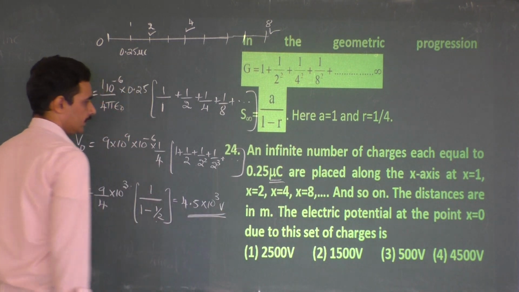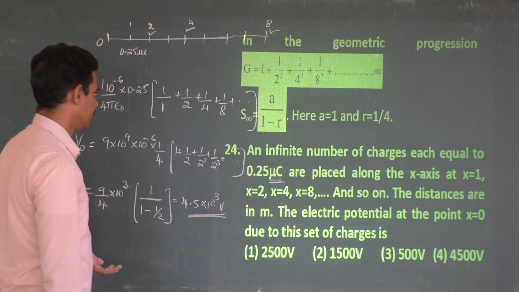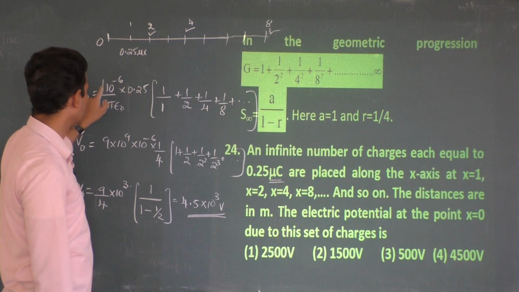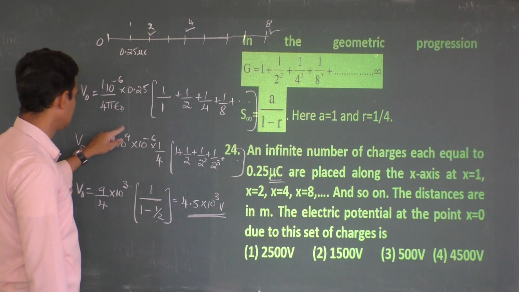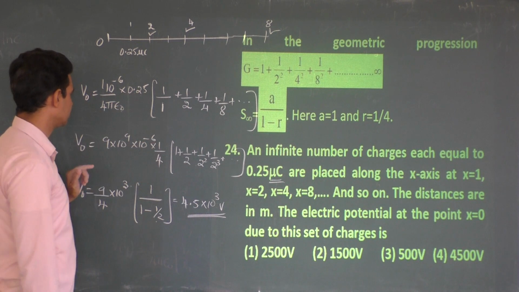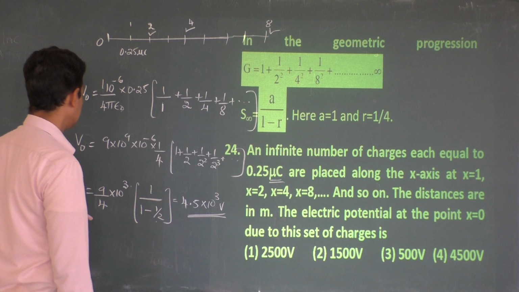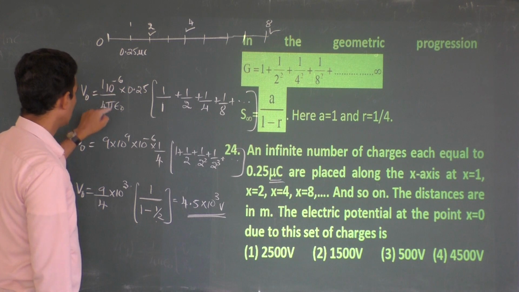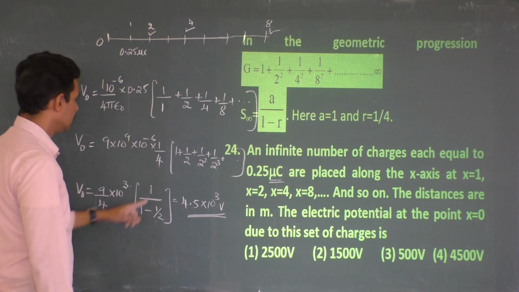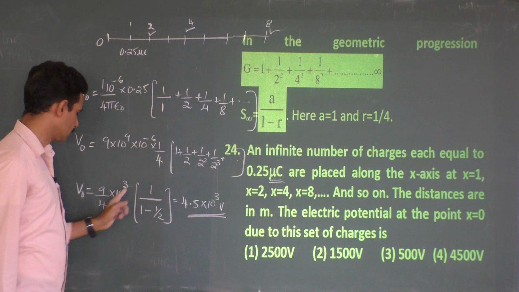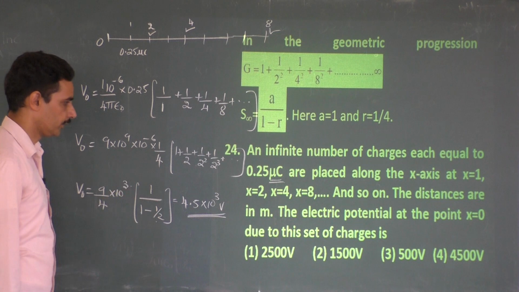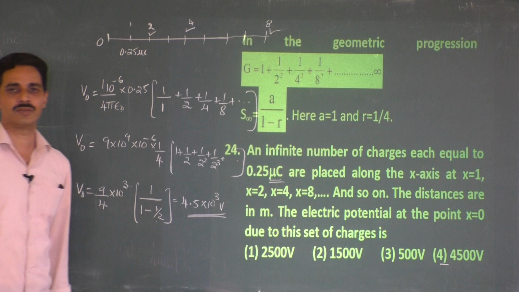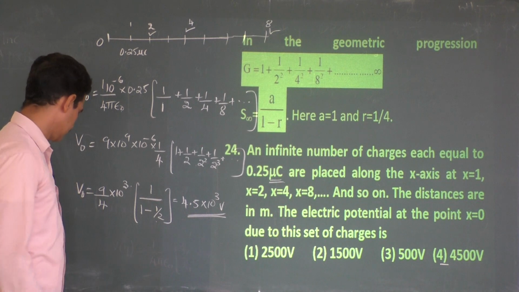Is it so? Did we go wrong anywhere? No. So x equal to 1, 2, 4, 8. The charges are 0.25 microcoulombs, common, and 1 by 4 pi epsilon is 9 into 10 to the power 9. 0.25 I have taken as 1 by 4. This is 9 by 4 into 10 to the power 3, correct. Micro and 9 into 10 to the power 9, yes. Then 1 by 1 minus half gives 2, and 2 fours are 4.5 into 10 to the power 3, 4,500 volt. This is the correct answer, 4,500 volt.